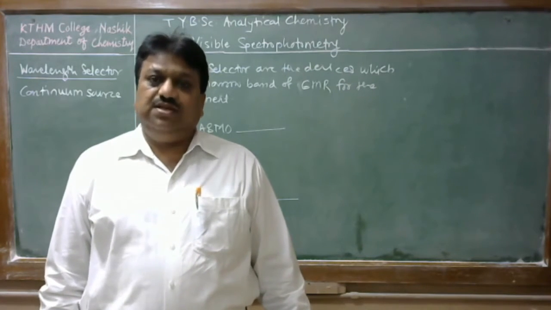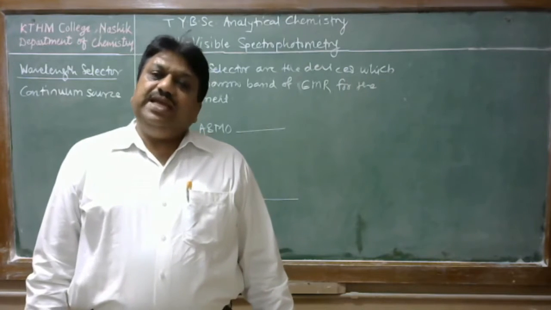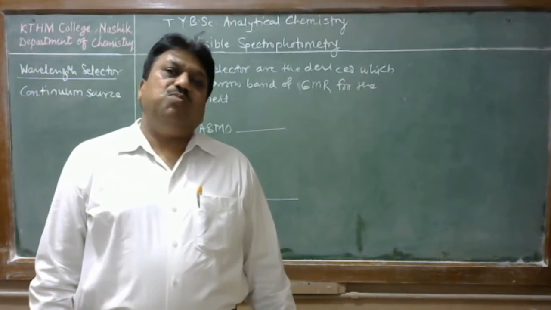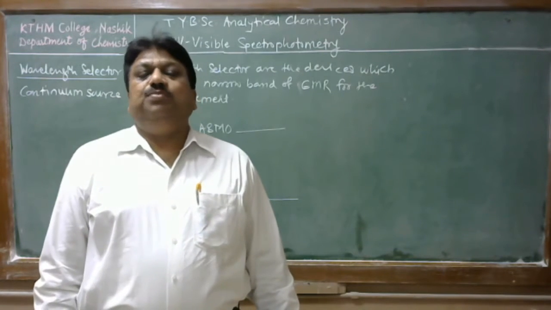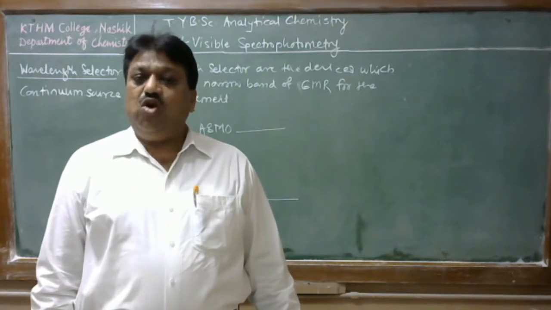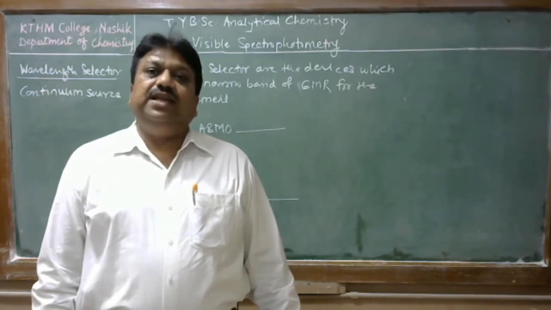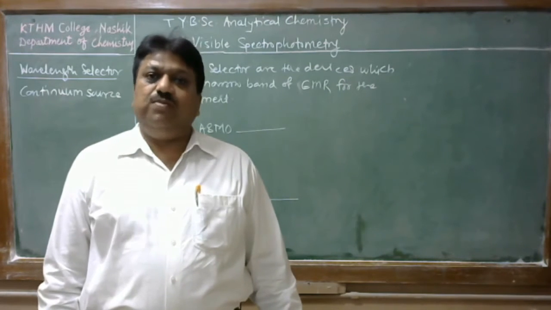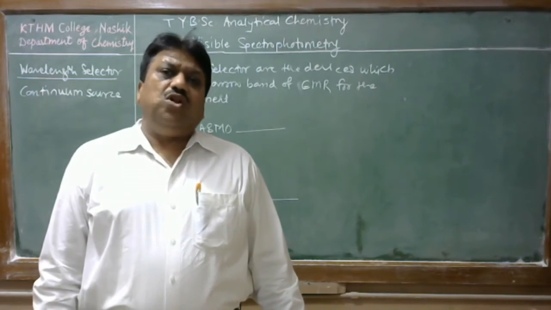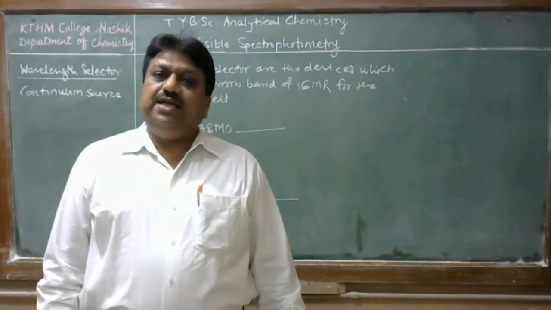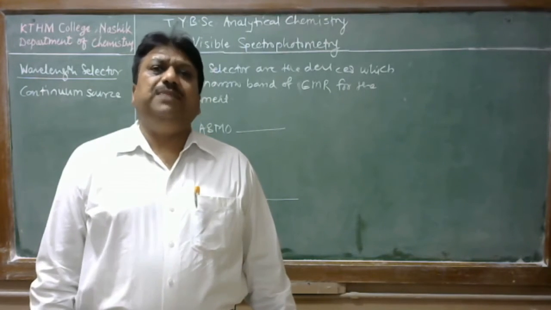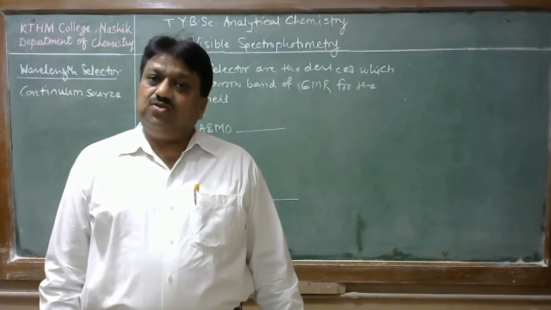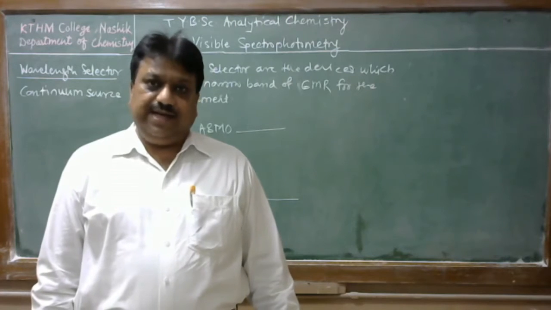electronic energy levels. Therefore, when we irradiate sample with electromagnetic radiation, electrons from bonding molecular orbital get promoted to antibonding molecular orbital. That means here electronic transition takes place when a substance absorbs electromagnetic radiation. When all orbitals, that means bonding as well as antibonding molecular orbital, are completely filled, then there is no electronic transition and sample does not absorb electromagnetic radiation.